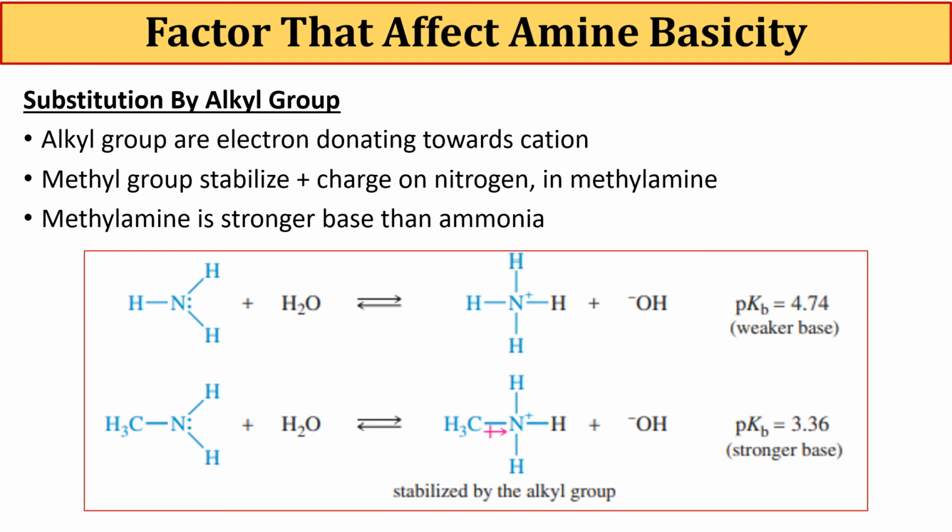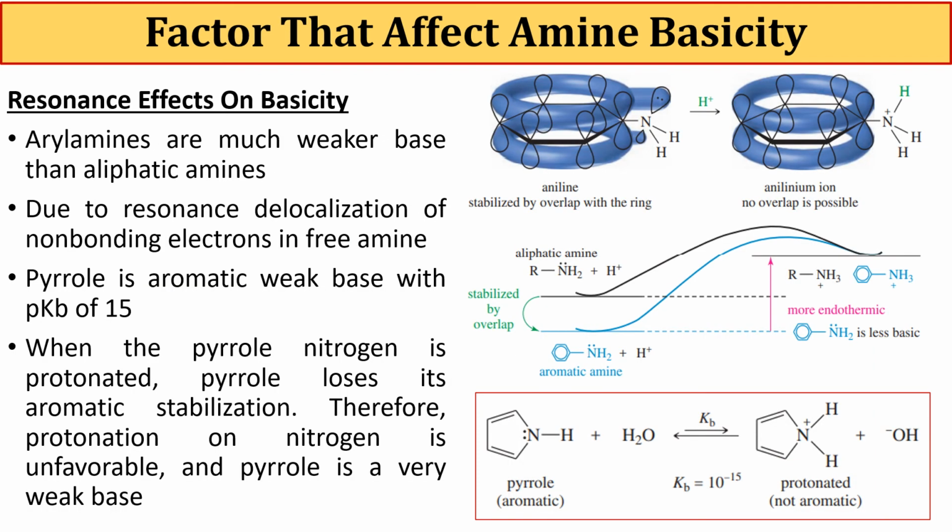Factors that affect amine basicity. Substitution by alkyl group. As an example, consider the relative basicities of ammonia and methylamine. Alkyl groups are electron donating towards cations, and methylamine has a methyl group to help stabilize the positive charge on nitrogen. This stabilization lowers the potential energy of the methylammonium cation, making methylamine a stronger base than ammonia. The simple alkyl amines are generally stronger bases than ammonia.